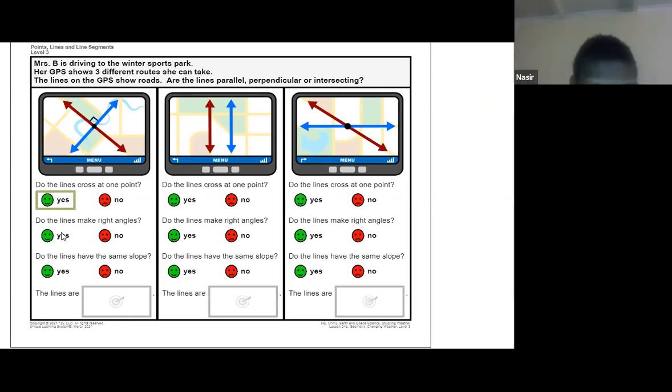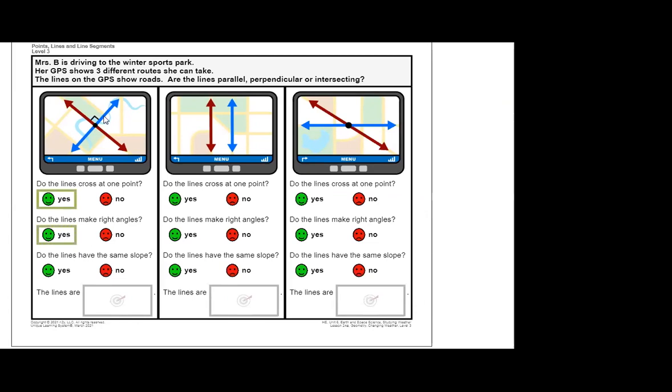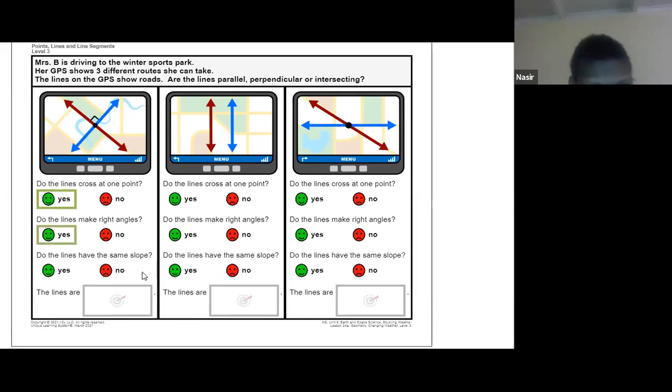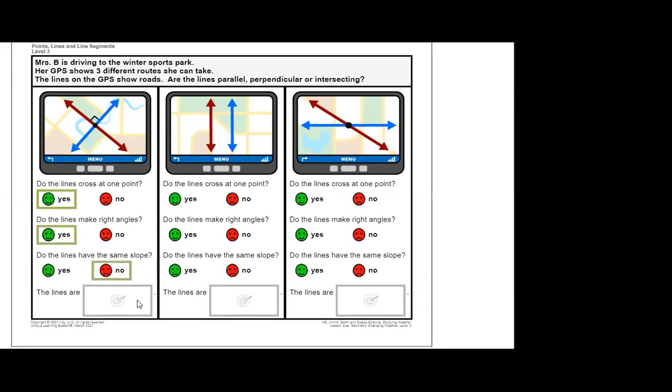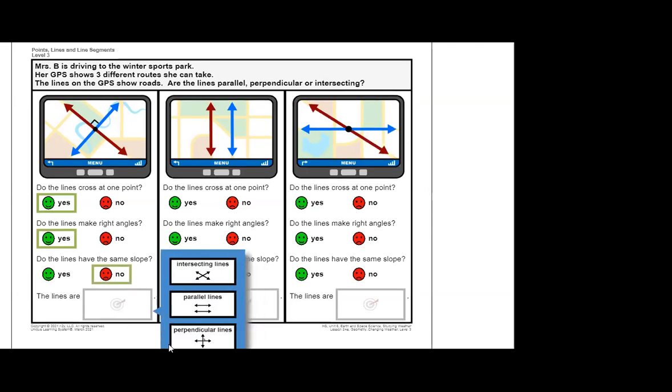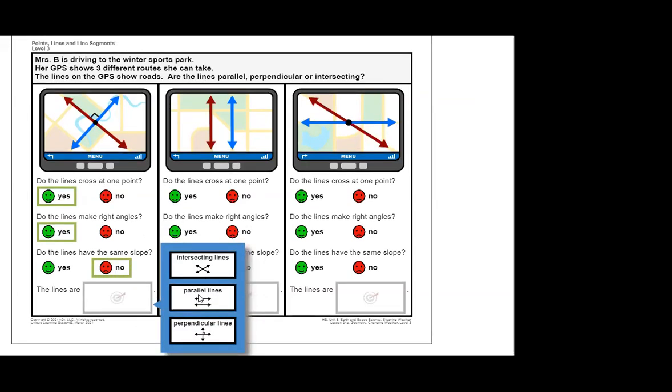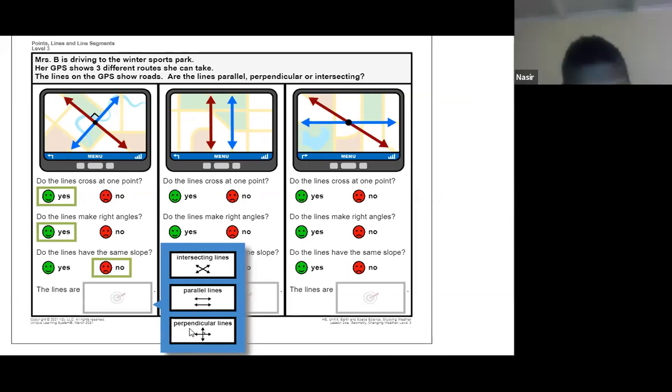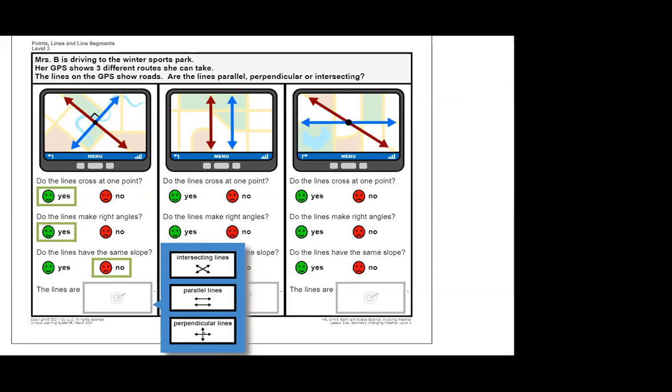Yes. Do the lines have the same slope? If they're going in different directions, do they have the same slope? No. So they cross at one point, they make right angles, and they don't have the same slope. So are they intersecting lines, parallel lines, or perpendicular lines? Intersecting lines are the ones that look like an X. So are they intersecting lines, parallel lines, or perpendicular lines? The one with the box.